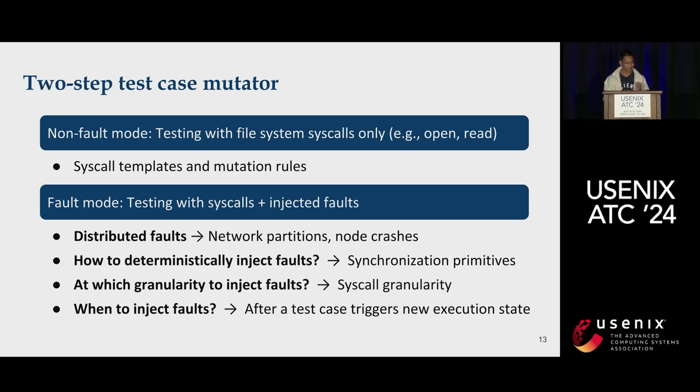Last, we have to also consider when to inject faults. As Monarch is a fuzzing framework, it follows the evolution process of fuzzing. This is the core principle of fuzzing. It only injects faults after a test case triggers new execution states.